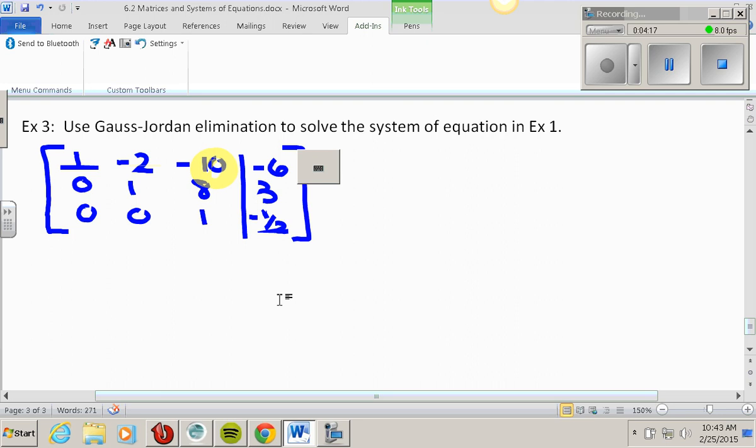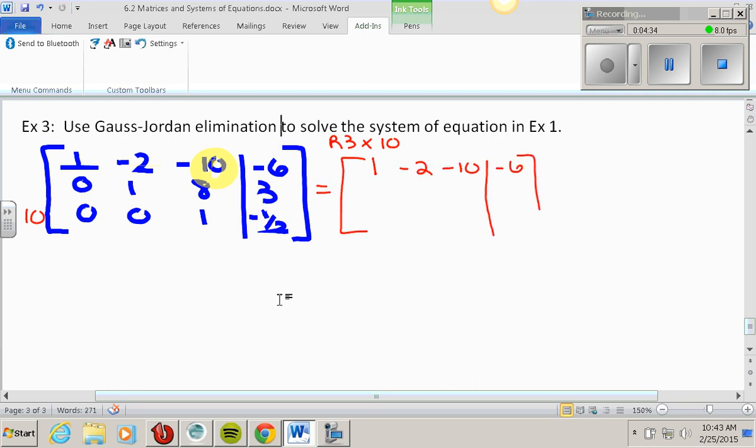So, my suggestion here is let's multiply row 3 by a positive 10. Okay? If we do that, my new matrix becomes 1, negative 2, negative 10, 6; 0, 1, 8, 3; 0, 0, 10, negative 5. Okay? So now you notice we've got this negative 10 and we have a positive 10.